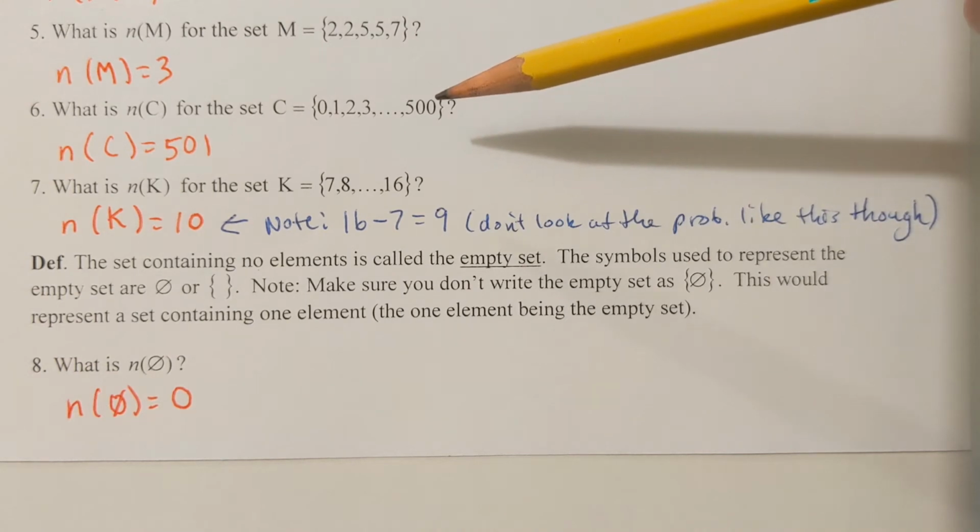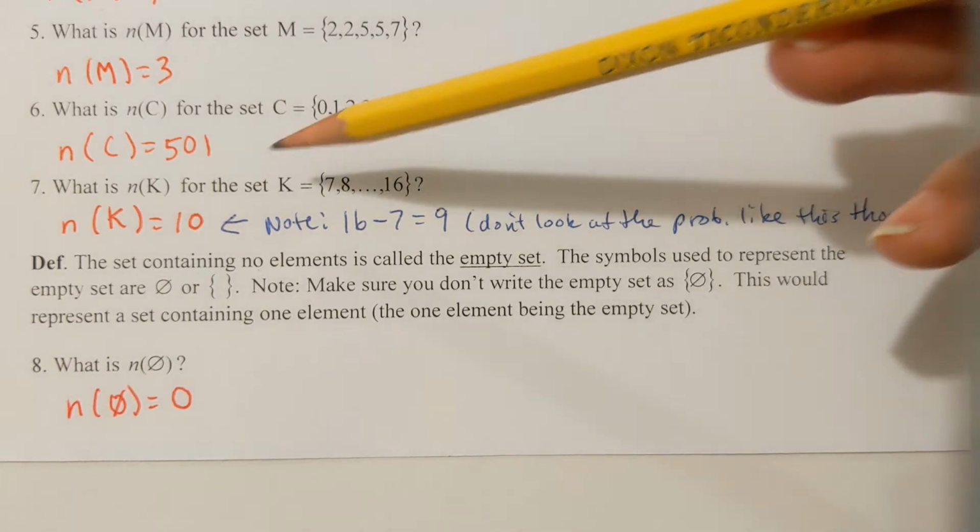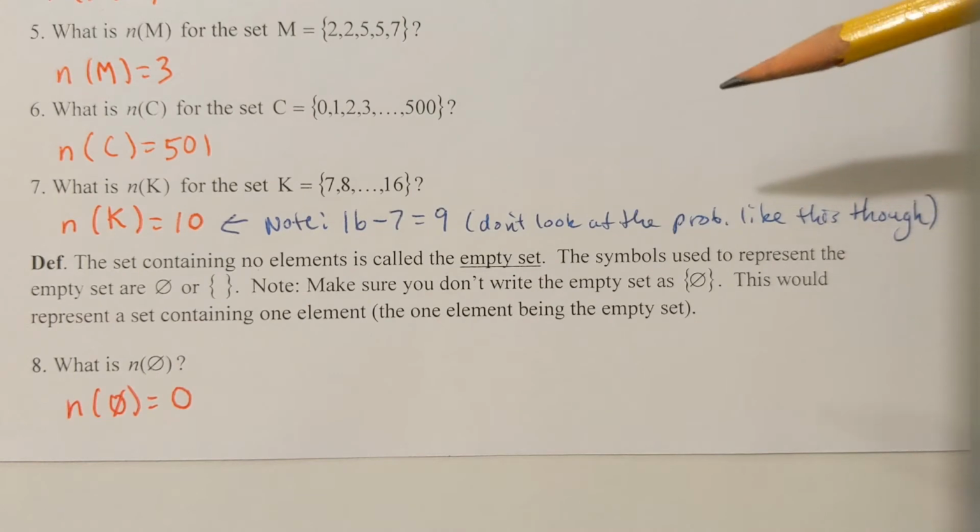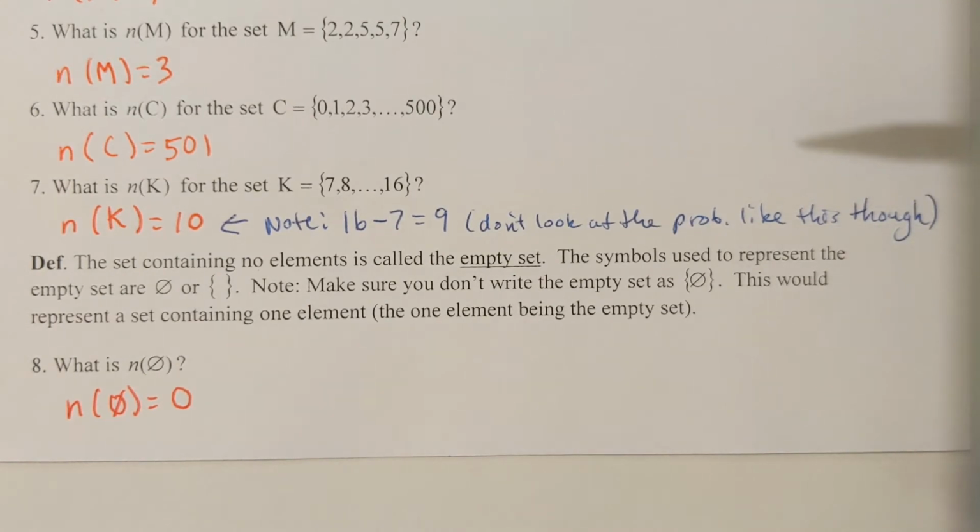By the way, I would have had a wrong answer up here if I would have said 500 minus 0 is 500. So that's not the way that you want to look at the cardinality of a set. It's not just a quick subtraction problem.